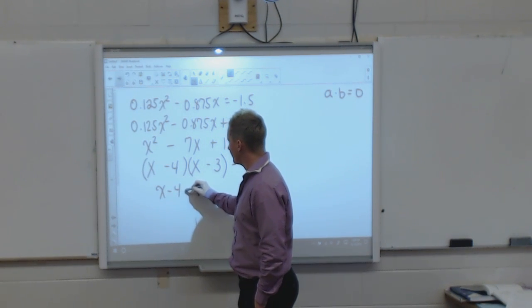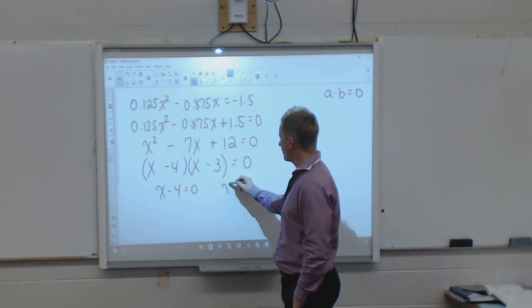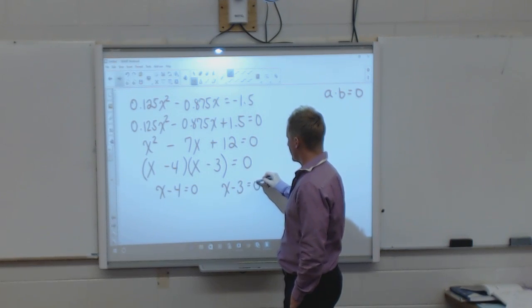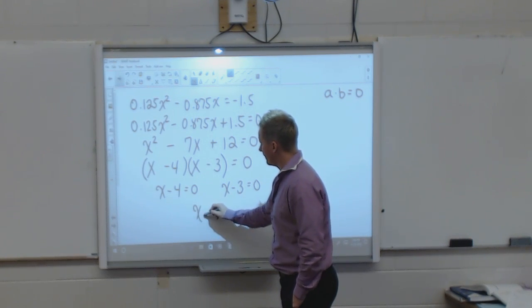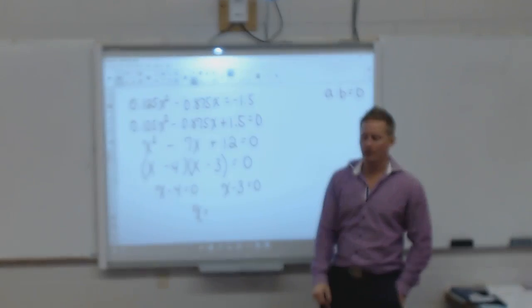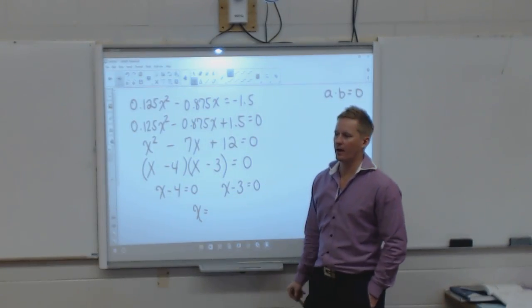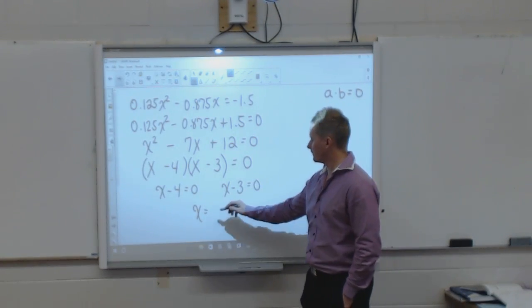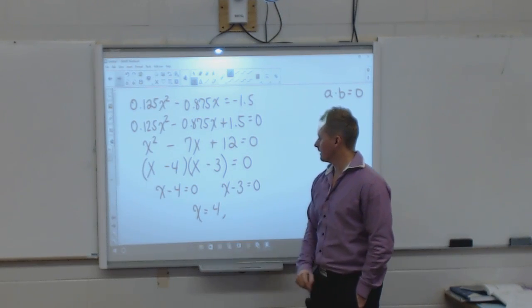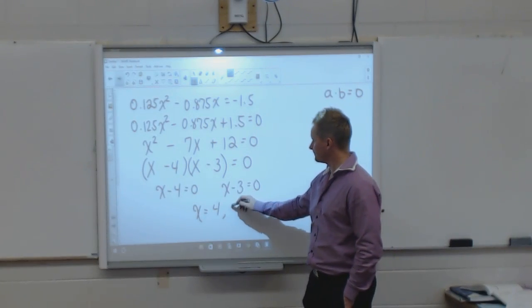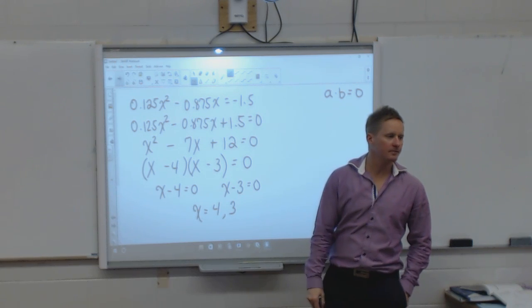So I go x minus 4 equals 0, or x minus 3 is equal to 0, and I solve for it. So what do I do here to solve for x? Plus 4. Over here, plus 3. There's my roots.